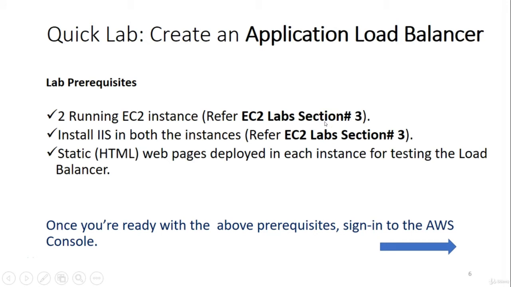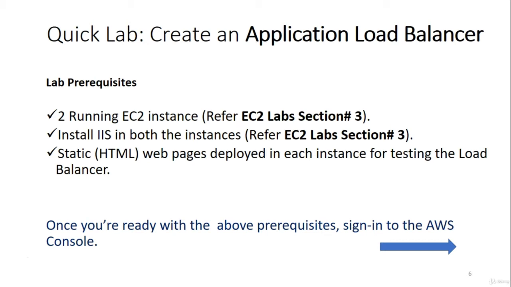To get a good understanding of our discussion till now, we'll go for a quick lab. We'll create an application load balancer. So these are the lab prerequisites. We'll require 2 running EC2 instances in the same region and install IIS in both the instances. For these 2 prerequisites, you need to refer to EC2 Labs section 3. And then we will require static web pages deployed in each instance for testing the load balancer. So you can refer to the same EC2 Labs section 3.